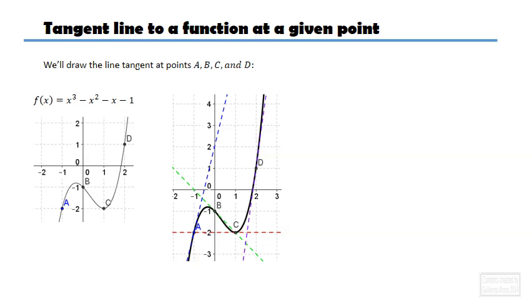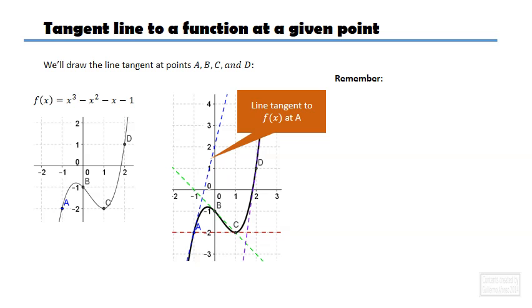So some things about tangent lines. Remember, the tangent line touches the curve at one point only. That's not perfectly true. Look at the green line here. It also touches at C. But the important thing is that in the vicinity of B, it only touches at B, nowhere else.